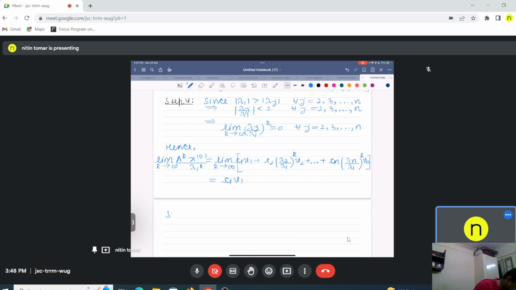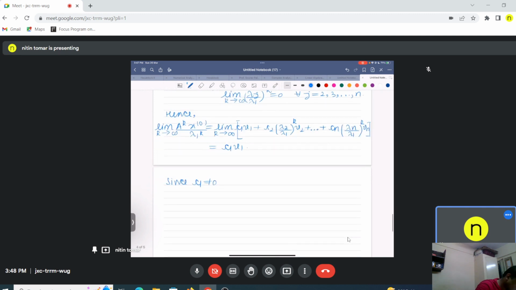Now, since c1 is non-zero, and v1 is an eigenvector for A, corresponding to lambda 1, remember, which was the dominant eigenvalue.